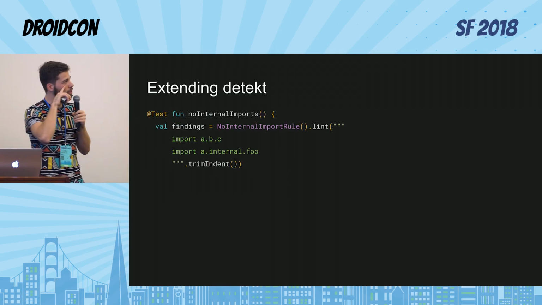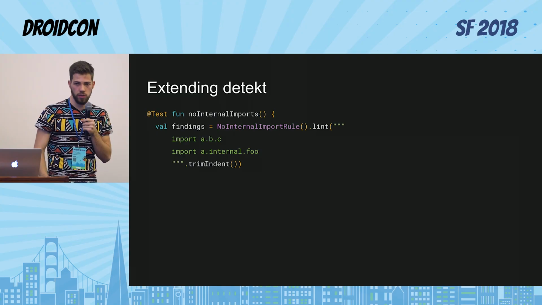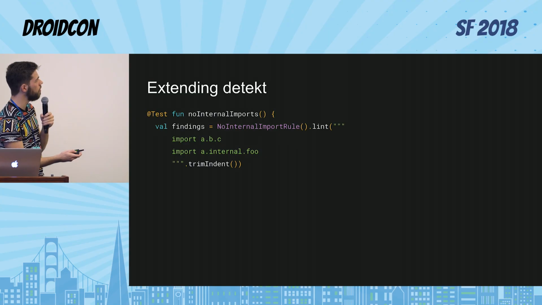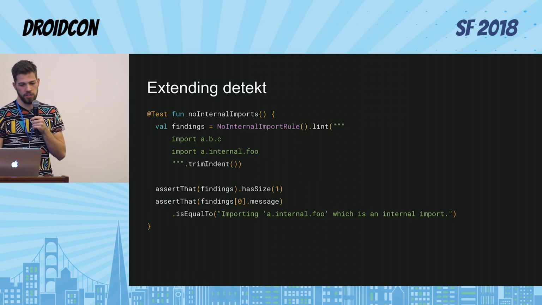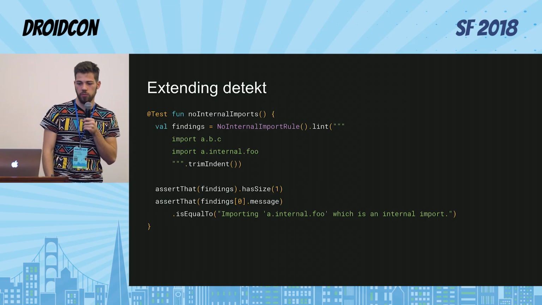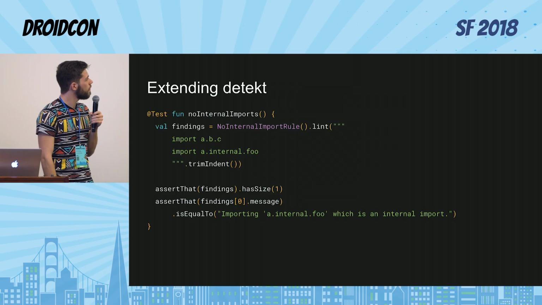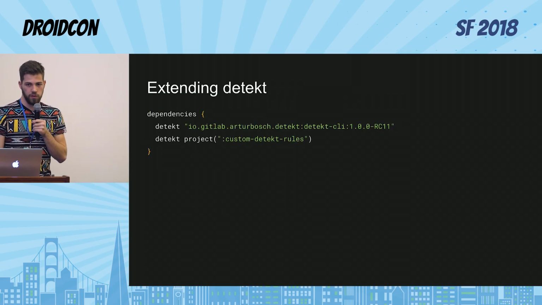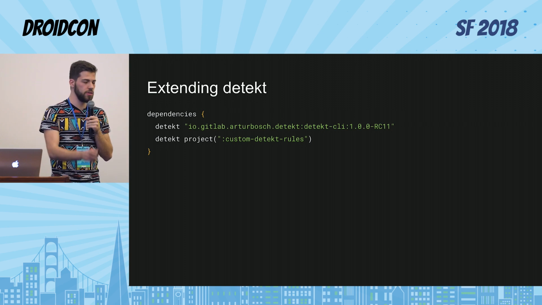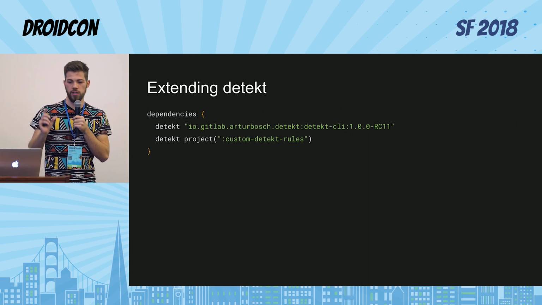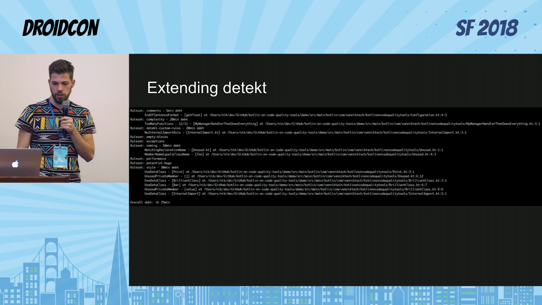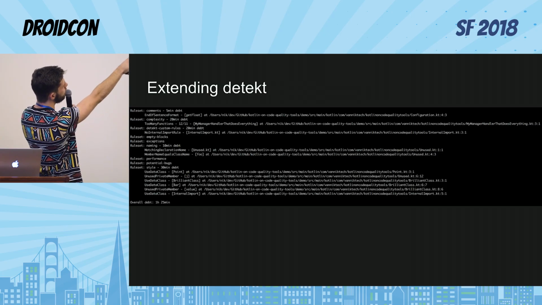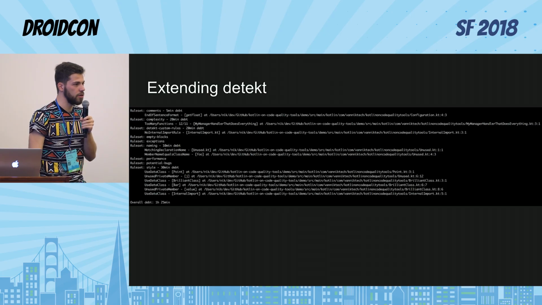Testing is also super quick here. We instantiate the rule. There's an extension method provided by the testing dependency to lint your code. Then we can say, okay, this should be one finding, and the finding should be that we're importing an internal Foo. Then adding that to your project is also straightforward. So again, we can use the detekt configuration, and then we add the project, and then we can run it. And then you can see here that the third flag is basically the no internal import rule, and so it works. So we can add it to our project.